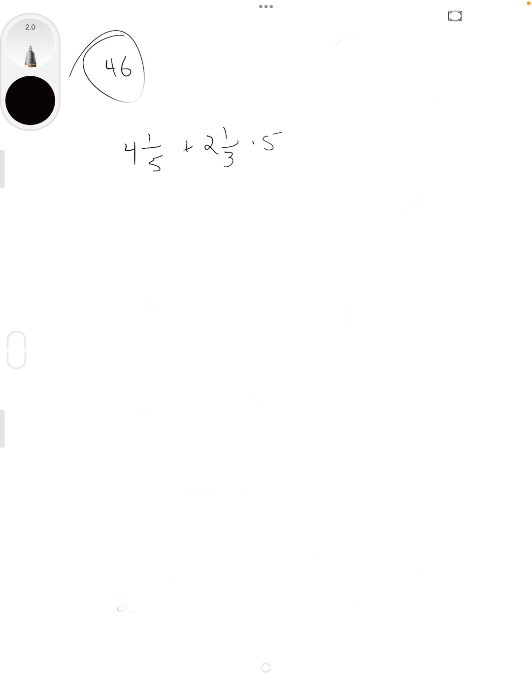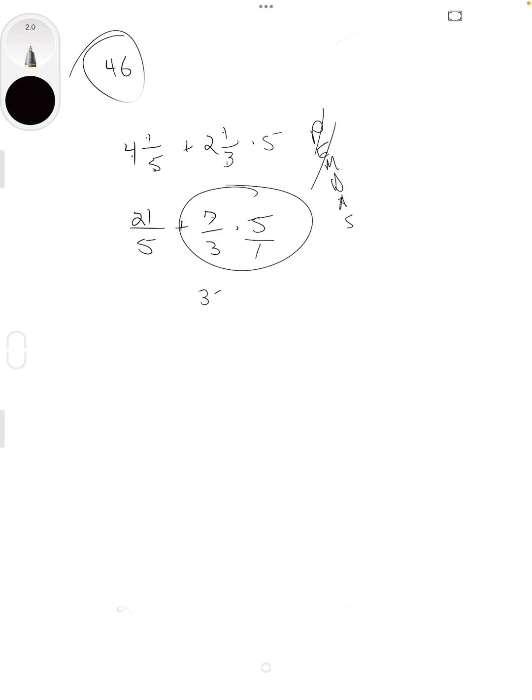We just don't. So we change this one to 21/5 plus 7/3 times 5. Again, 2 times 3 plus 1 is 7. 4 times 5 is 20, plus 1 is 21. Okay, now I do my PEMDAS. No parentheses, no exponents. There is a multiplication. And remember, 7/3 times 5 is the same as 5 over 1. In multiplication of fractions, we just multiply the numerators, and I get 35/3. 7 times 5 is 35. 3 times 1 is 3. In multiplication, that's what we do, which is different than subtraction and addition.